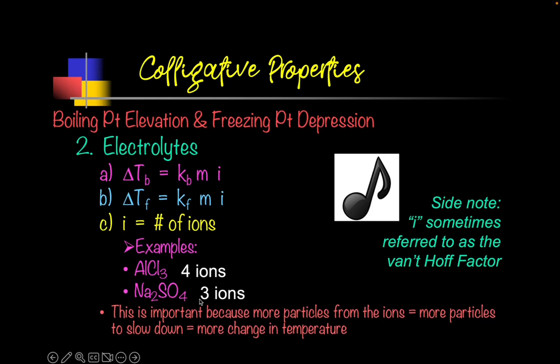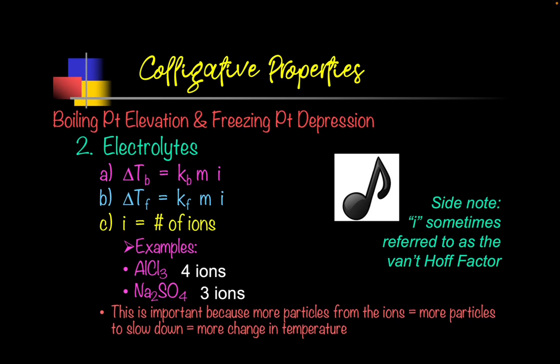And again, the reason we have to figure this out is because colligative properties are based on the number of solute particles. So if there's more solute particles, then you have more particles that you either need to slow down or speed up or break attractions, which will give you a more extreme change in temperature, either a higher change for boiling or a lower change for your freezing. So a bigger change, more extreme.